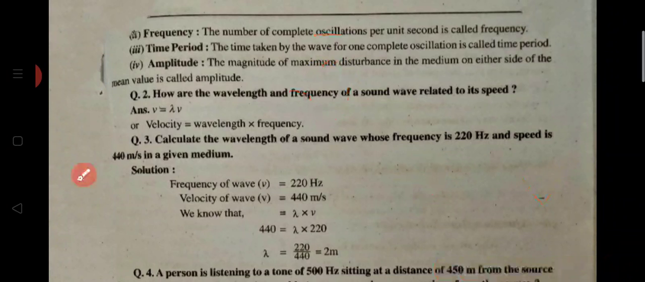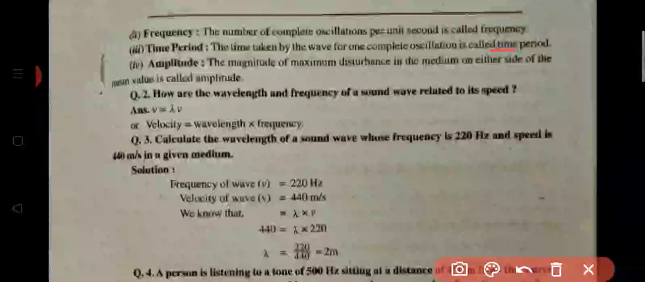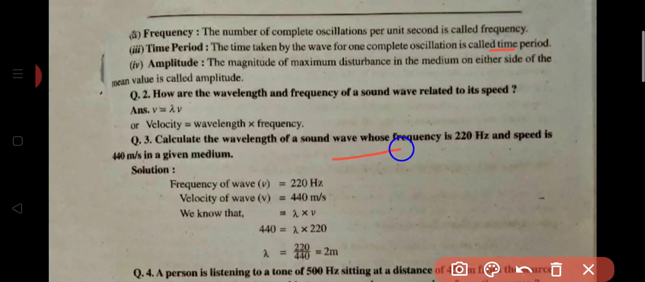The third definition is time period. The time taken by the wave for one complete oscillation is called time period, and time period is represented by capital T.